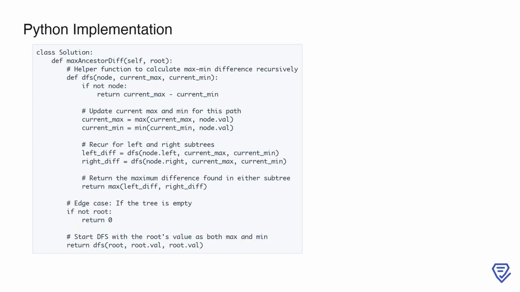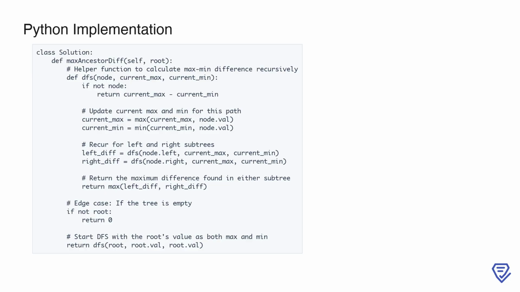This implementation solves LeetCode problem number 1026, maximum difference between node and ancestor, using a depth-first search (DFS) approach. The goal is to determine the maximum absolute difference between any node and its ancestor in a binary tree. The max_ancestor_diff method begins by defining a recursive helper function DFS. This function takes a node, the current maximum value, and the current minimum value encountered along the path from the root to the current node.